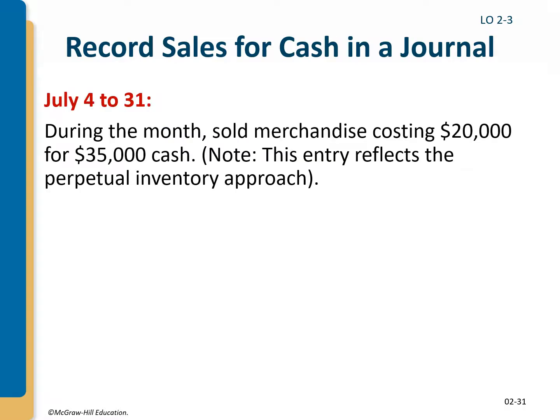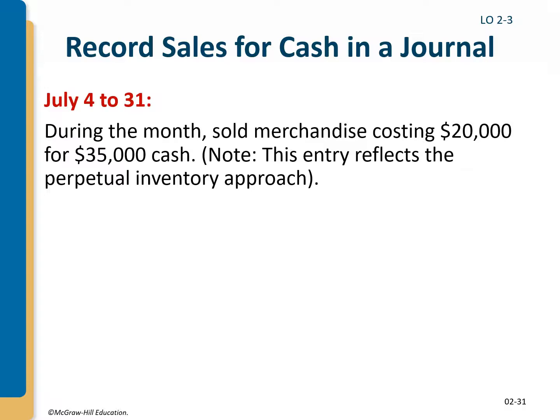During the month, on July 4th through the 31st, they sold merchandise costing $20,000 for $35,000 cash. Note, this entry reflects the perpetual inventory approach. Okay, so sold merchandise costing $20,000 for $35,000 cash. Now you got to think back to your inventory chapters back in Accounting 111. What happened here? The first thing is that they sold the inventory receiving $35,000 cash.